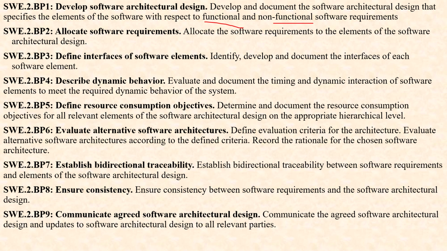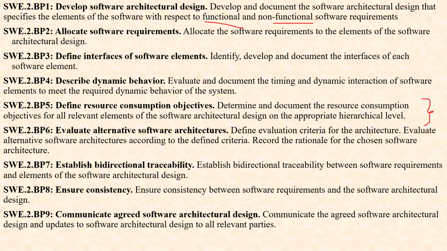Next comes base practice 4, describing the dynamic behavior: evaluate and document the timing and dynamic interaction of the software elements to meet the required behavior of the system. Now next comes define resource consumption objectives: determine and document the resource consumption objectives of all the relevant elements of the software architectural design at the appropriate hierarchical level. So understanding this hierarchical level, and based on that, documenting the resource consumption for all the relevant elements is the responsibility of base practice 5.